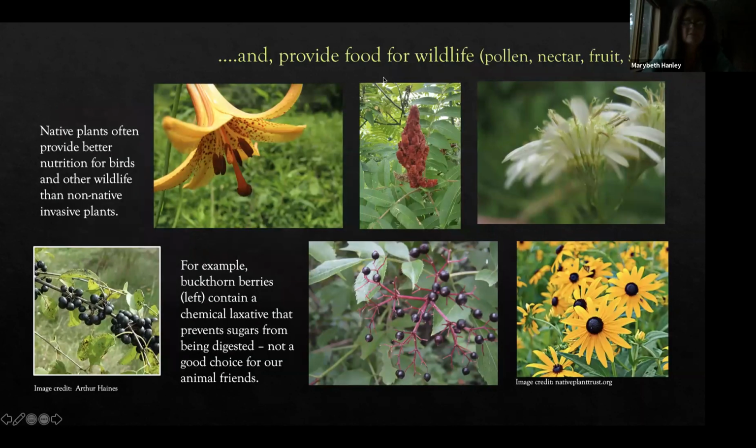And here are some examples of plants that provide food for wildlife. Pollen, nectar, seeds. These are the berries on the left here of buckthorn, and they've done some work on this. I had people say to me, well, what are the birds going to eat if you remove all those trees? Well, it turns out that these buckthorn berries contain a chemical laxative that prevents sugars from being digested. So it's not a great choice for wildlife.